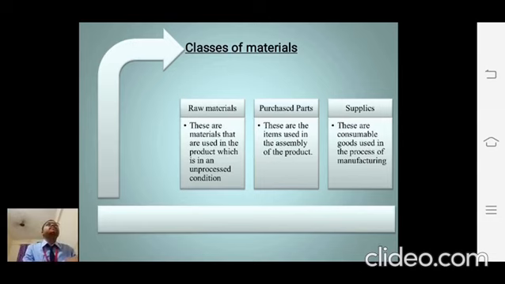Sometimes at the deployment phase, you use a collection of models. You use different types of models together to get the final product. Whatever models we collect are in the supplies class. So these three types of materials are used by every organization: raw material, purchase parts, and supplies. Before the manufacturing, during the manufacturing, after the manufacturing.